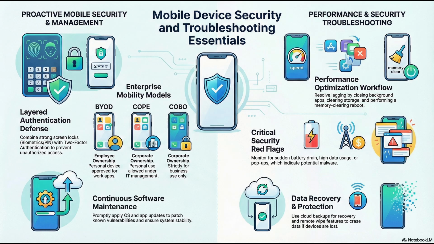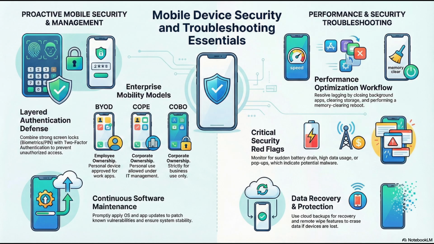Then, backing that up, you got the network layer, so firewalls and VPNs. And what do they do? They filter the traffic that's leaving your phone. Yeah. So even if that malicious calculator gets installed, a good firewall might block it from phoning home to the hacker's server to upload all your data.